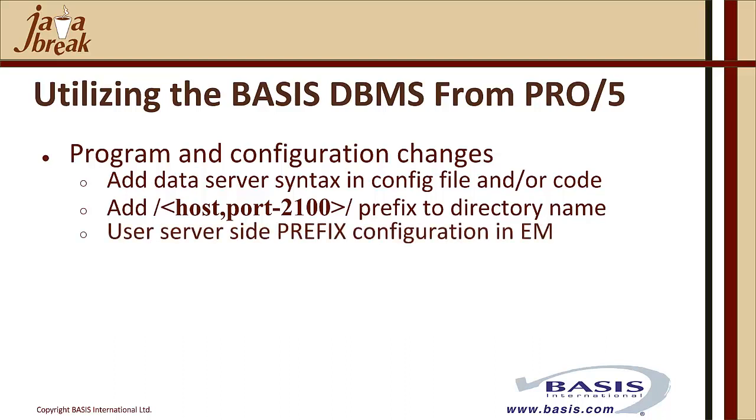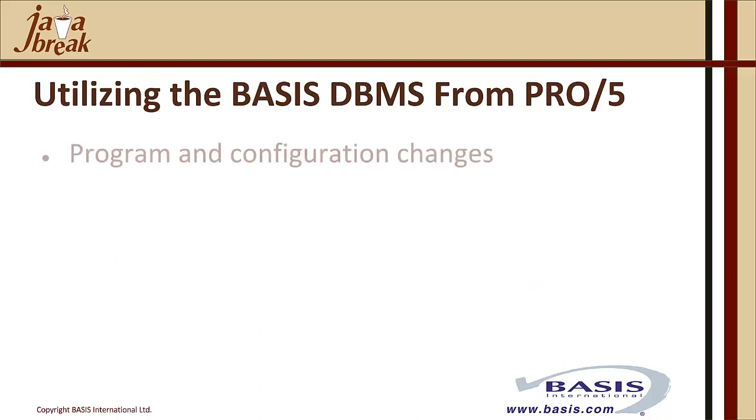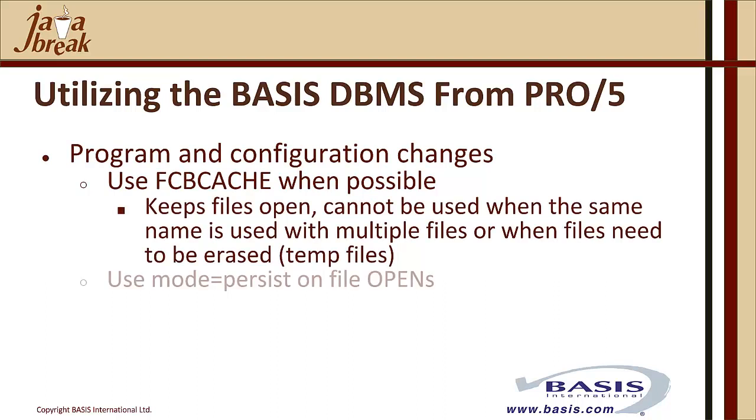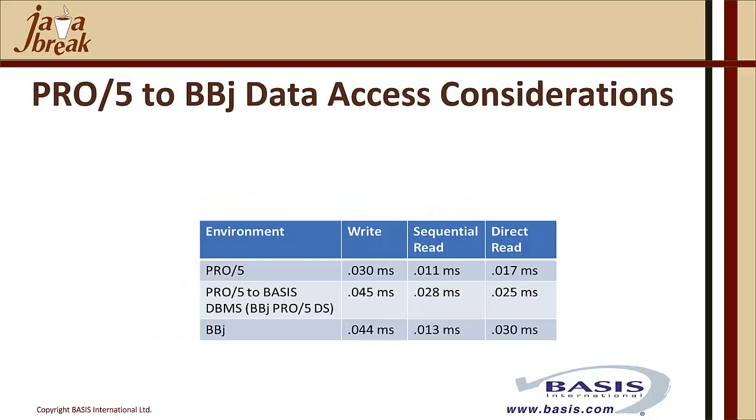We again suggest you use server-side prefix configuration in the Enterprise Manager. That'll search it on the server. And we also suggest using FCB cache where possible, using the mode equals persist on the file opens, keeping that network connection open. So here are some of the performance considerations.